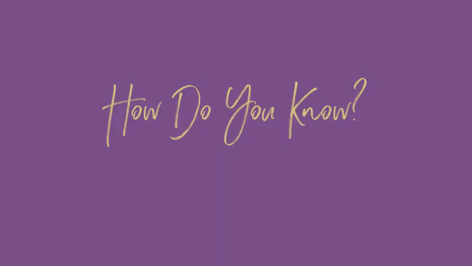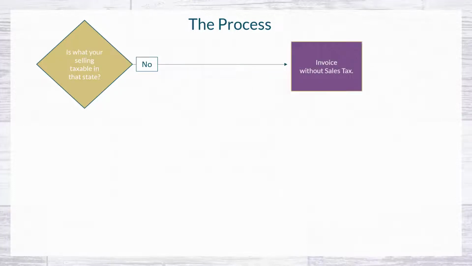How can you figure out if you even need to deal with sales tax at all? This is the process. For any state you have sales in, you need to figure out two things, and in this order. Is what you're selling a taxable item in that state? If it's not a taxable item, then you can proceed as usual and invoice the client without sales tax. If it is a taxable item, you then need to figure out the next step.